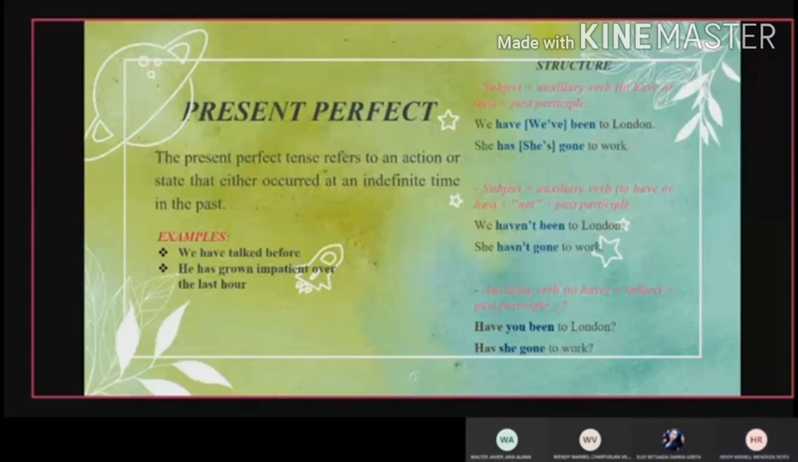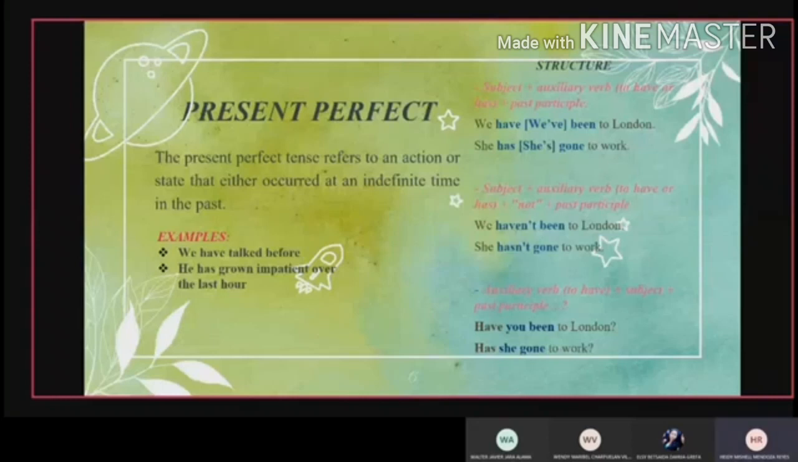Okay, structure. In affirmative, subject plus auxiliary verb to have, have or has, plus past participle. For example, he has been to London. She has gone to work.